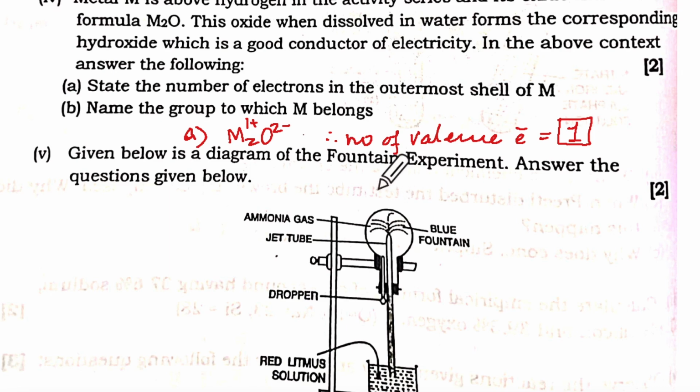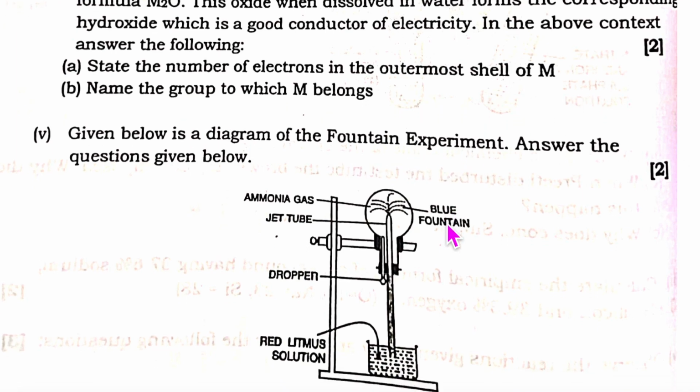1. Now B. Name the group. Which group does it belong to? It will be group 1A. Correct or no? Group 1 or 1A. Yes, ma'am. Okay. So this was good enough.